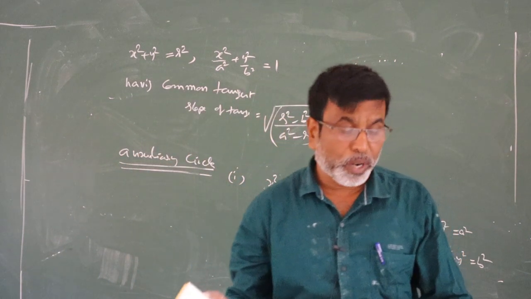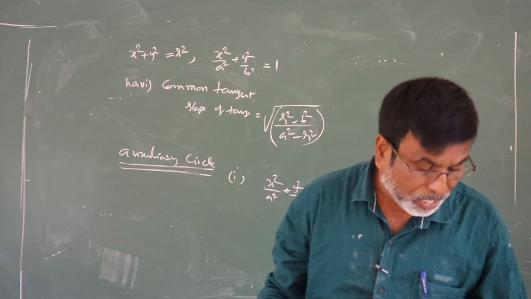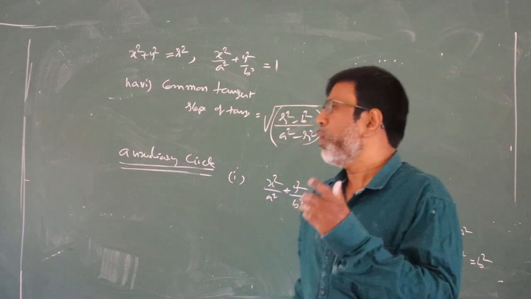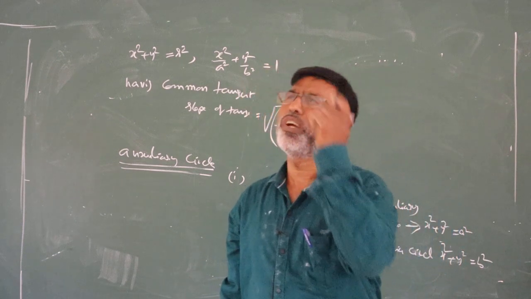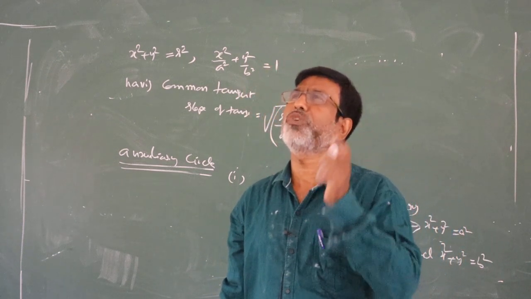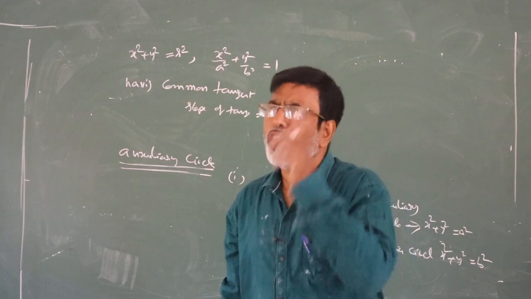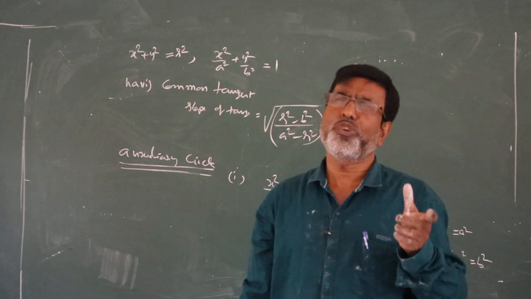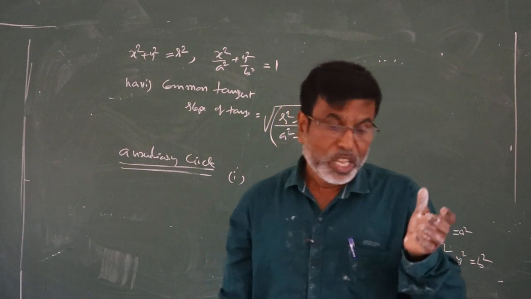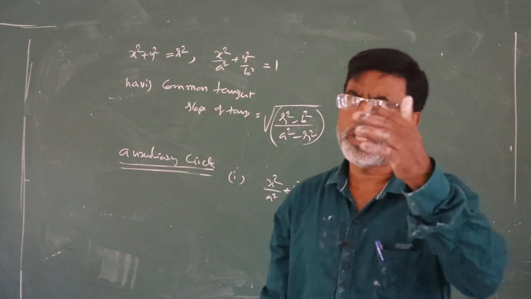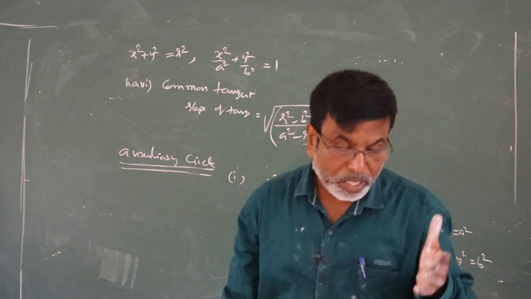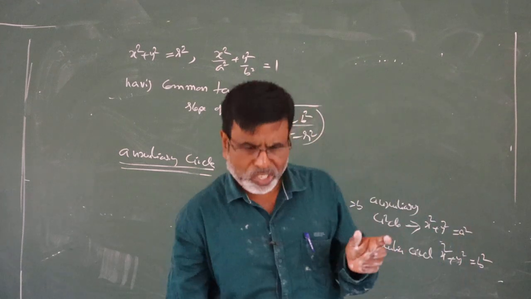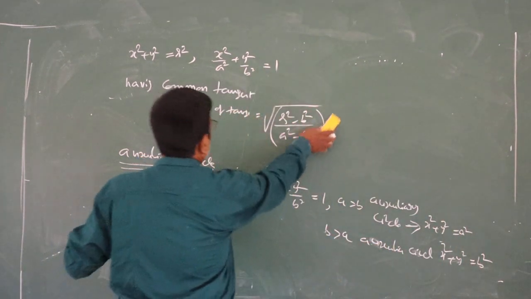One more very important shortcut, sometimes asked in the examination, is the normal. If Lx plus My plus n equal to 0 is a given line that becomes a normal to the ellipse x square by a square plus y square by b square equals 1, then the condition is, remember that condition, a square by l square plus b square by m square equal to a square minus b square whole square by n square. Last shortcut, so I will write on the board, remember that.